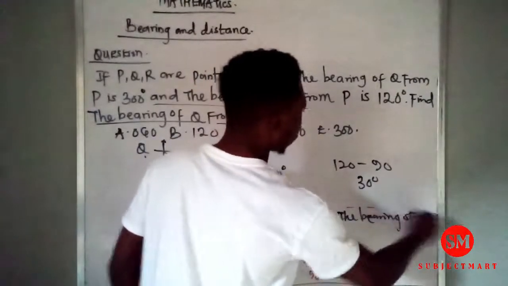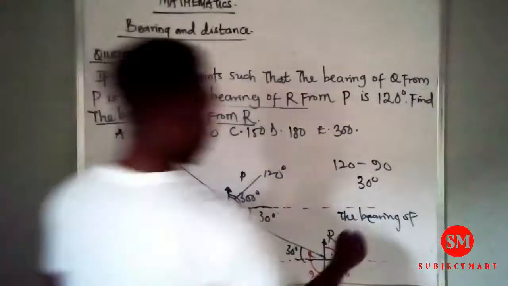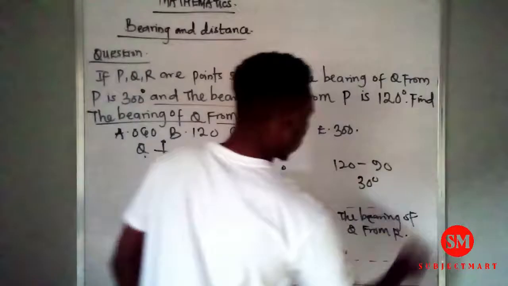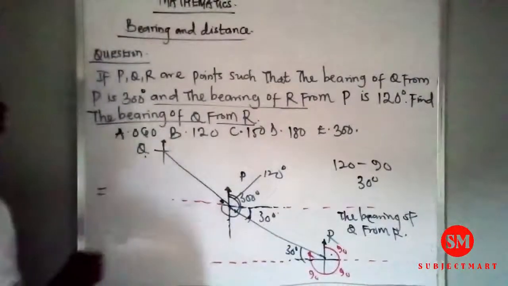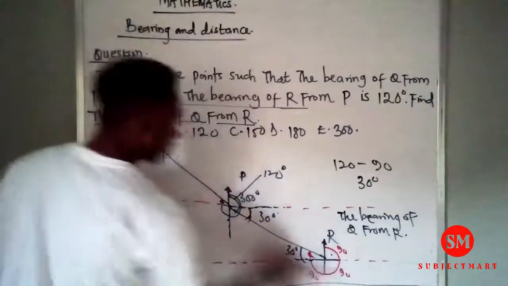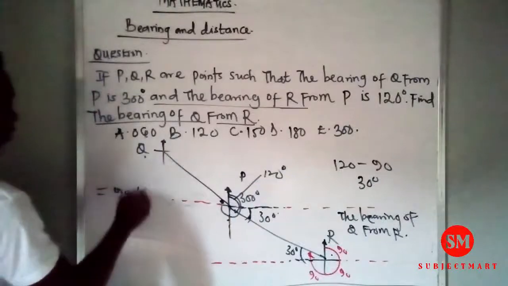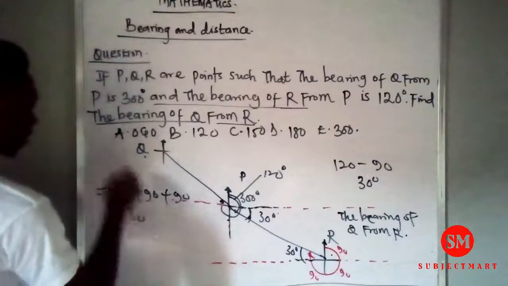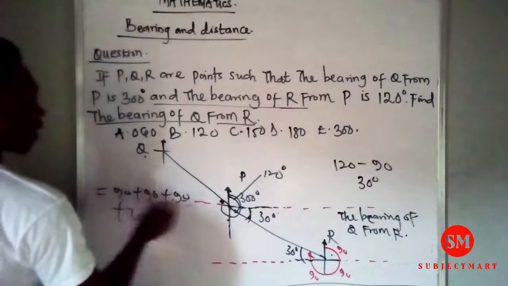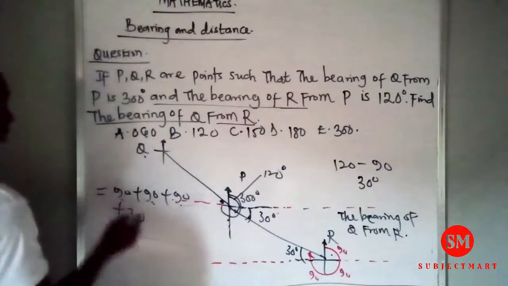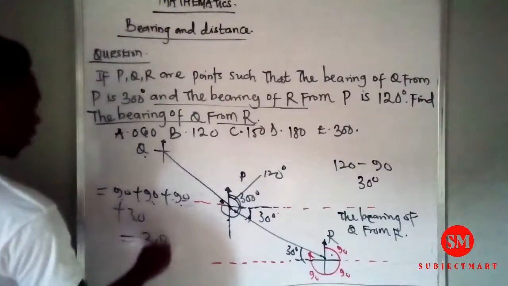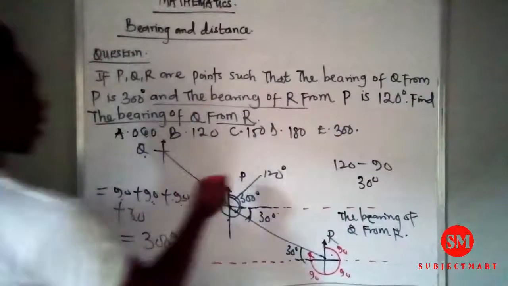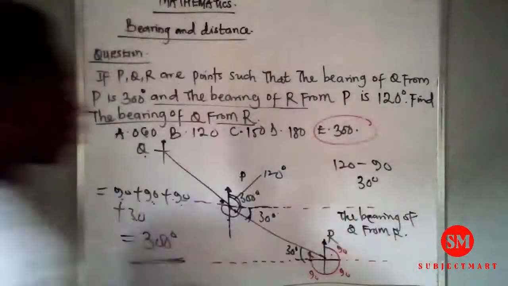So the bearing of Q from R will be given by 90, 90, 90. That is 90 plus 90 plus 90 plus 30. 90 plus 90 is 180. 180 plus 90 is 270. 270 plus 30 is equal to 300 degrees, and our final answer here is E.